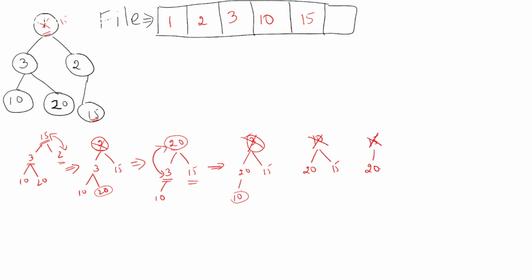So 15 is removed, then 20 will come to its place. Only one node is left, and that will be copied over to the file. So this is how we are going to copy over to the file. That is heap sort. After using the heap, you get the elements in sorted order.